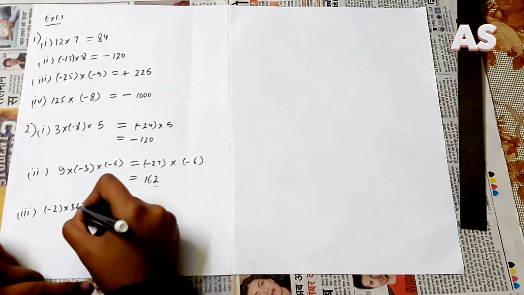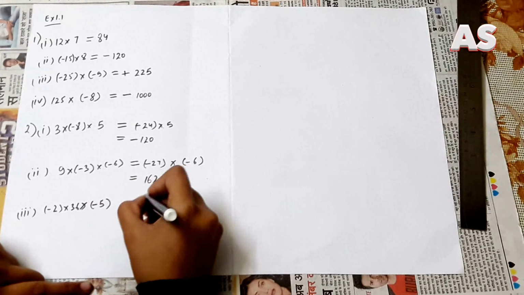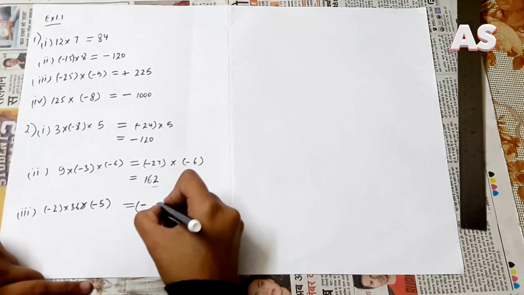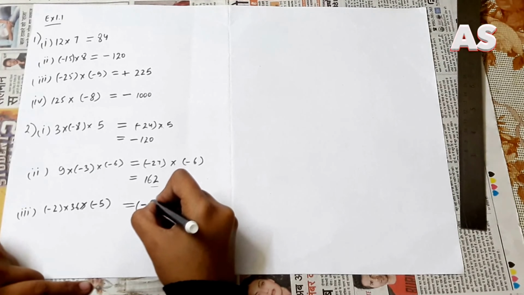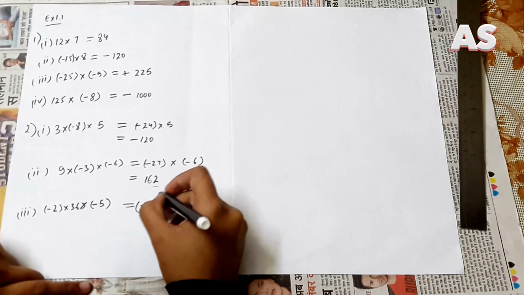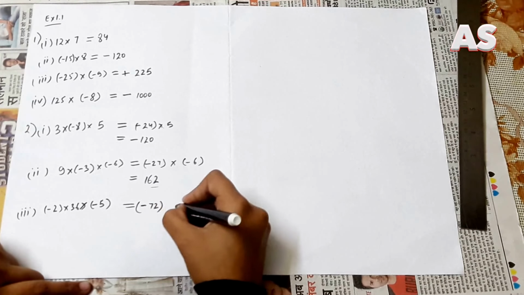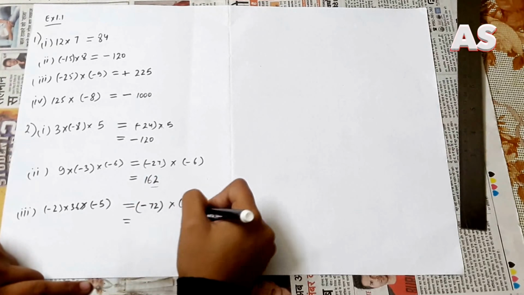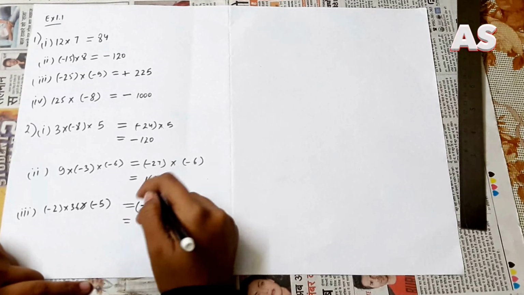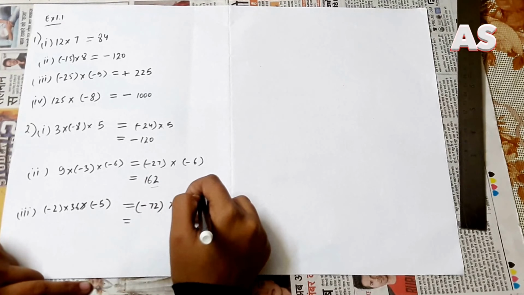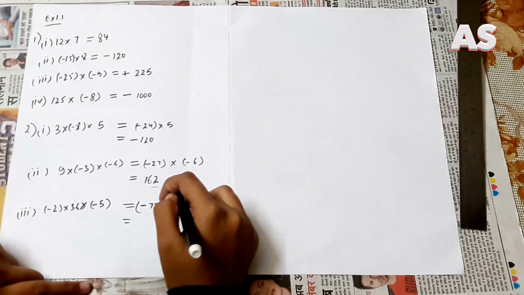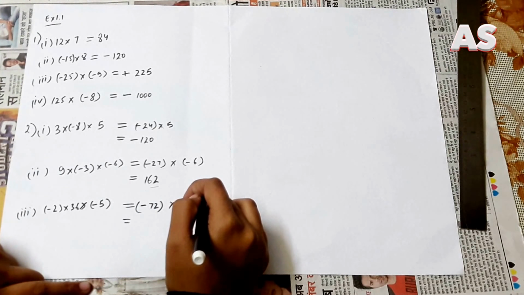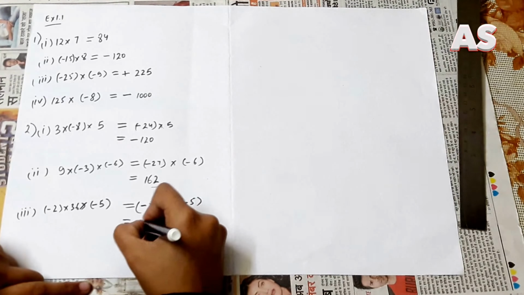So it's negative and it is positive. So 36 into minus 2 would be a negative integer, and it is minus 72 into minus 5. So it would be a positive integer because it's negative and negative. Negative into negative would be positive. Okay. So 72 into 5 would be 360.